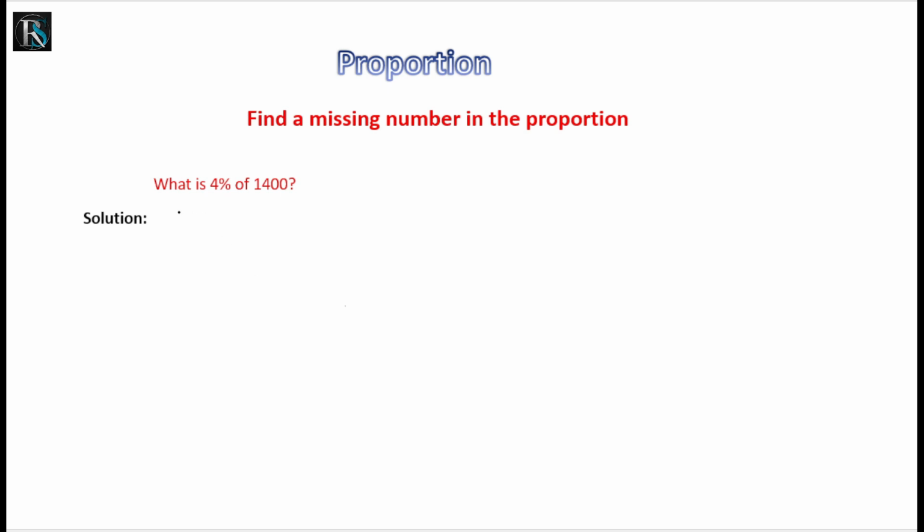Okay, in this slide here we have a question. What is 4% of 1400? Actually, this is the same problem as we have discussed in earlier slides. In the first and second problems, we had an unknown number and we needed to find that missing number in the proportion. Here you can see that in this proportion y is the unknown number, and in this proportion problem, x is missing and we need to find that by using 3 steps: cross multiplication, then solve the equation, and then verify your answer.